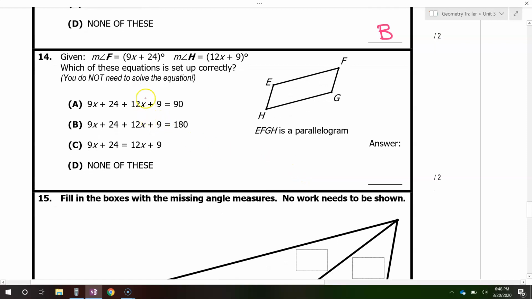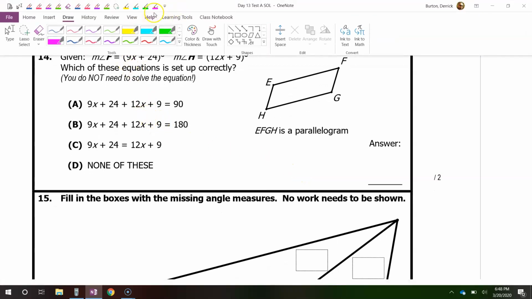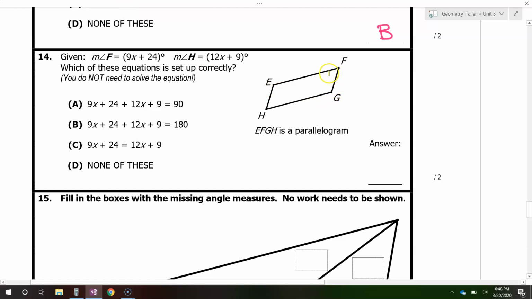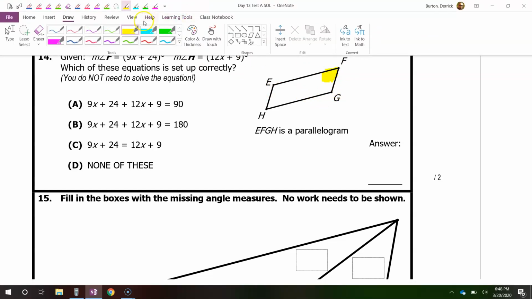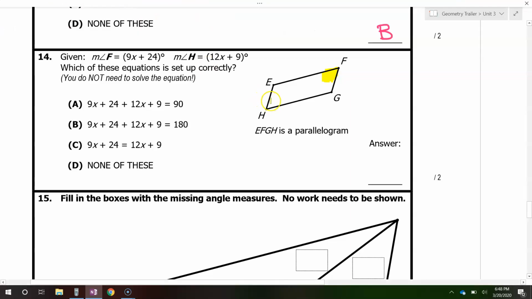Angle F is right here. Angle H is right here. These are opposite angles, so they are going to be congruent. So I'm going to look for the equation that simply sets these two expressions equal to each other. And I see it right here. So the answer is going to be C.